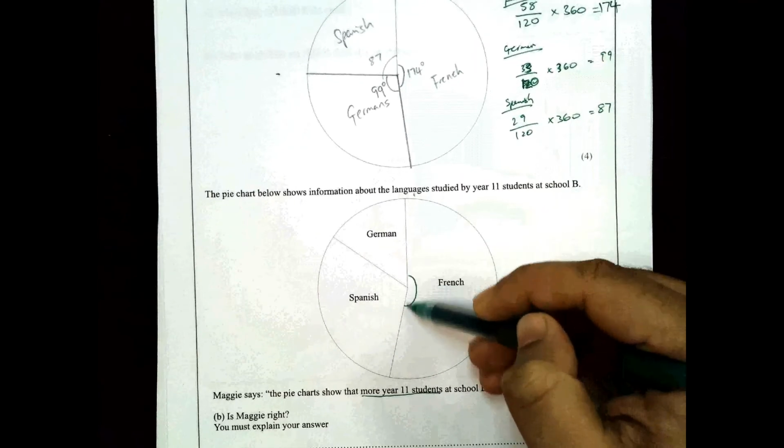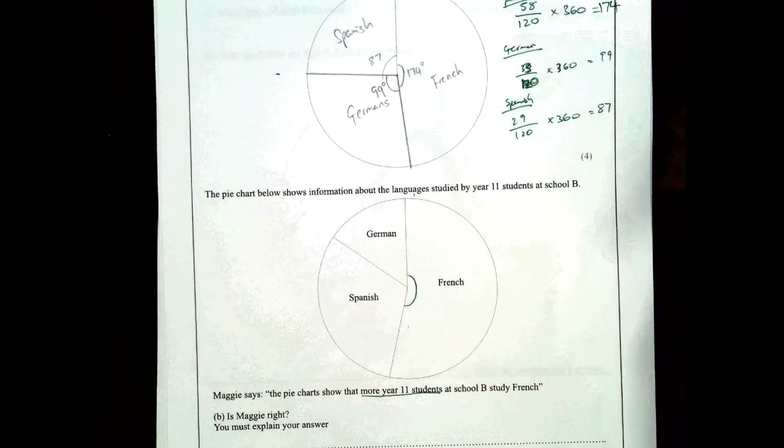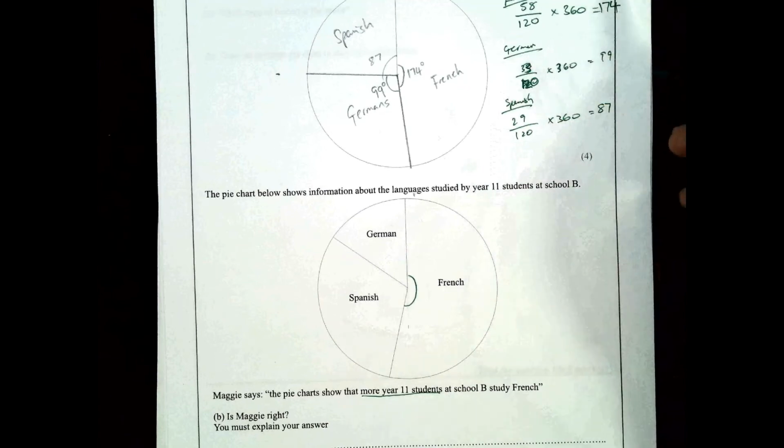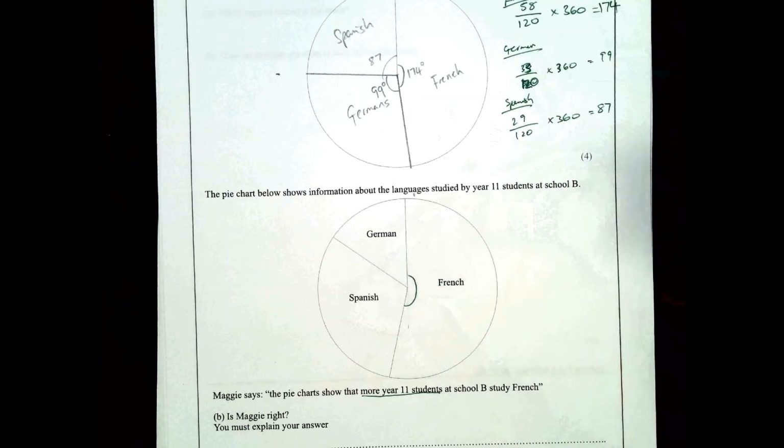because it goes beyond the straight line. It goes more than 180, and this is obviously less than 180. So some of you straight away are going to say, yeah, it's definitely true. But I can't say for sure whether Maggie is right. And if we were in a classroom now, I'd ask you to raise your hands and tell me why. Why can't we tell for sure? Well, the reason is because I don't know how many kids are at school B. What if at school B there was only 20 students, whereas at school A we've got 120 students, and at school B there's only 20. So even though it's a bigger angle, it might represent a smaller population.